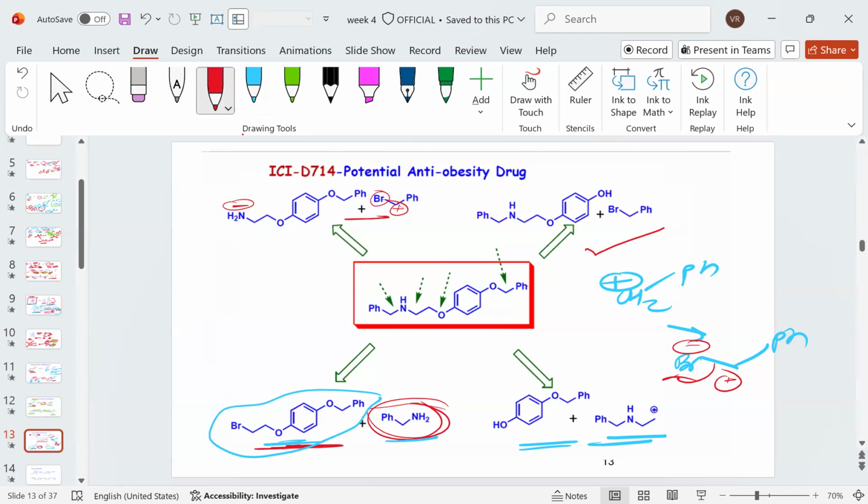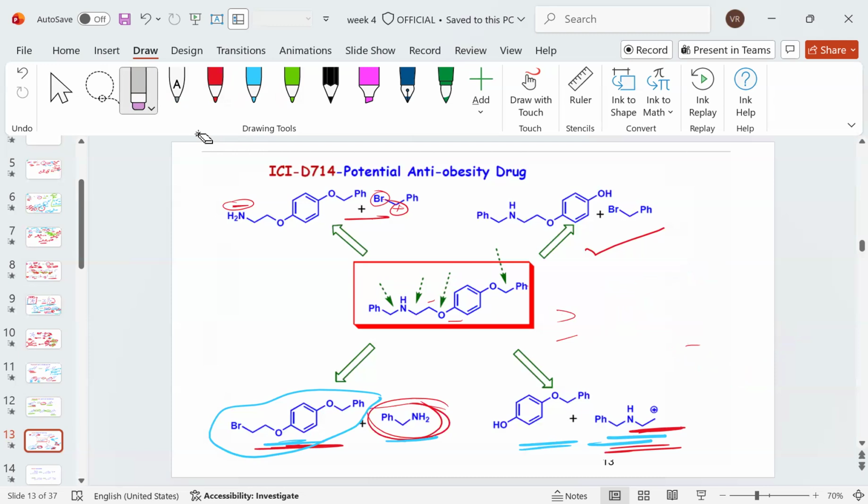And the fourth disconnection, that is this one, was done at this position. So upon doing the disconnection here, if you look closely, there are two parts, this O negative and this CH2 positive. This O negative we have already seen. This can be achieved from this phenol derivative, phenol. Now the question is this NCH2CH2 positive. What will be the synthetic equivalent for this derivative?